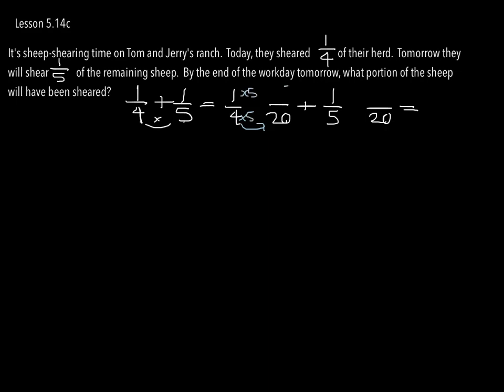1 times 5 is 5. What did I do to 5 to get to 20? I times it by 4. Whatever I do to the bottom, I'm going to do to the top. 1 times 4 is 4.